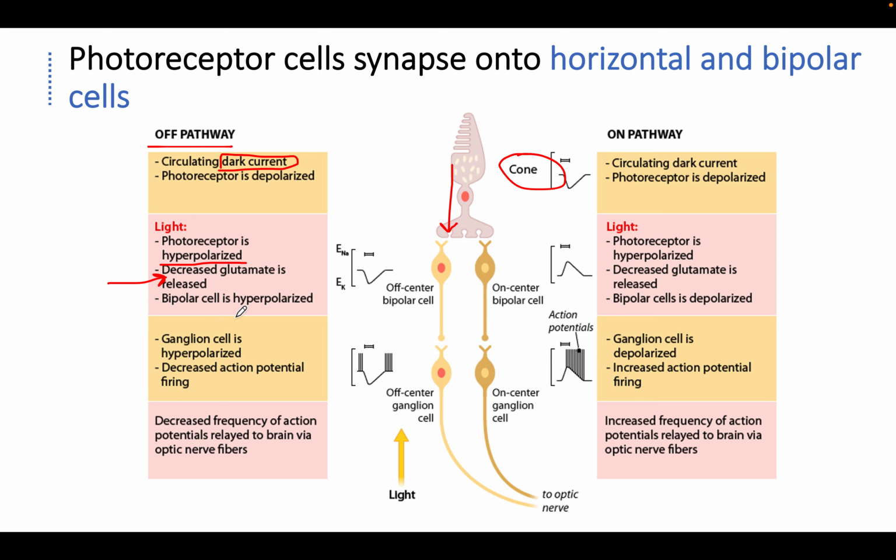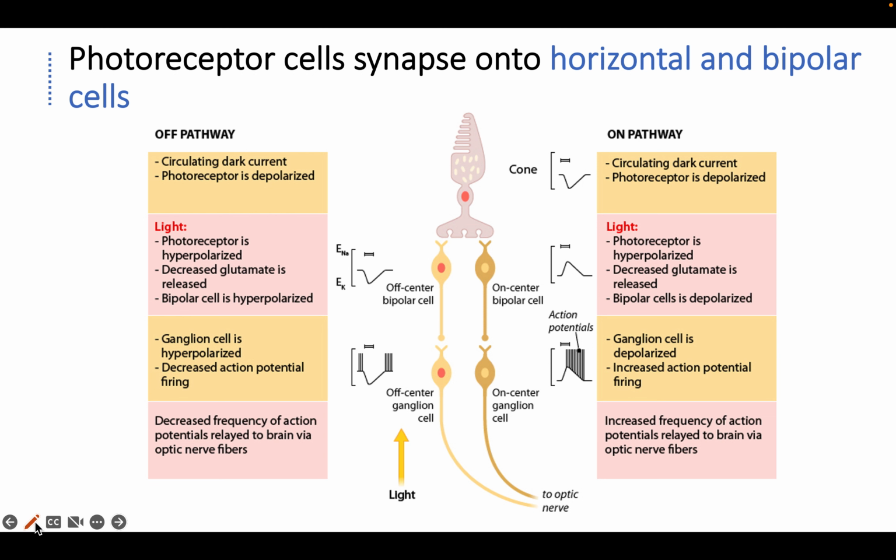Because you release less glutamate, you actually end up stimulating your bipolar cell. When you stimulate your bipolar cell, the action potential travels and stimulates your ganglion cell. Then when you stimulate your ganglion cell, you have an action potential going along the axon of the neuron to the brain. So it's kind of opposite to what you would think. You could think of the same example, but instead of using cones, you could use rods.